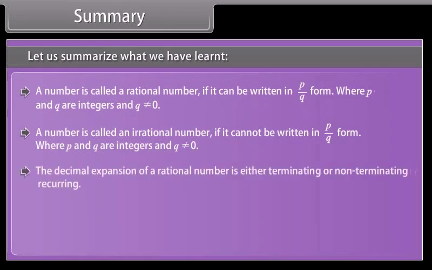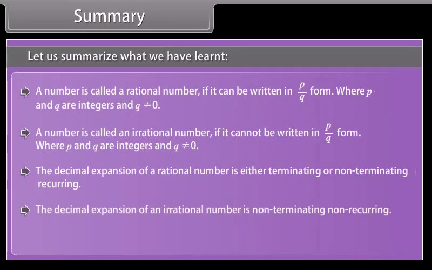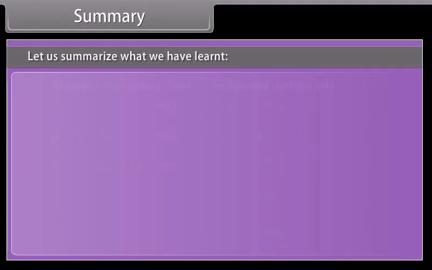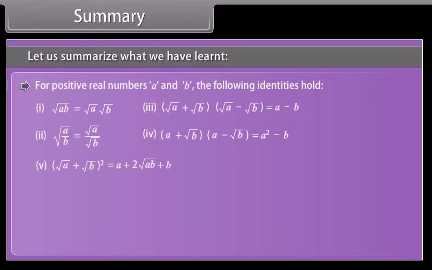The decimal expansion of a rational number is either terminating or non-terminating recurring. The decimal expansion of an irrational number is non-terminating non-recurring. The real numbers are the collection of all rational and irrational numbers. For positive real numbers a and b, the following identities hold.